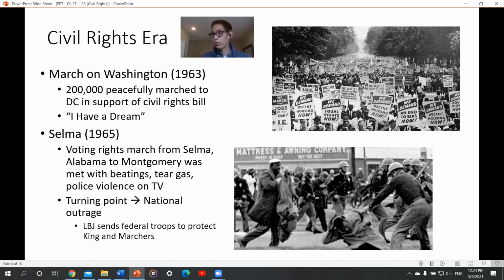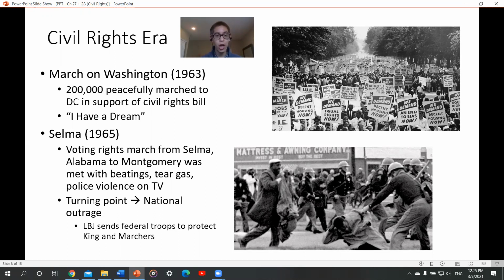When they made it to the Edmund Pettus Bridge, they were attacked by the police. They were beaten, they were tear gassed, they were brutally arrested and beaten, including John Lewis, who became a representative in Georgia. And all of this was on national television. All of this was put on the front page of newspapers and was the leading story of the 10 o'clock news. And this really became the turning point, at least in terms of public sentiment, of how the public felt about civil rights. It led to national outrage of how these people were being treated.